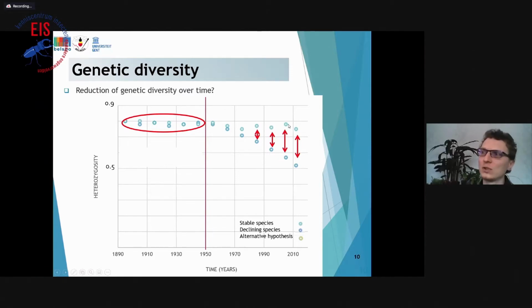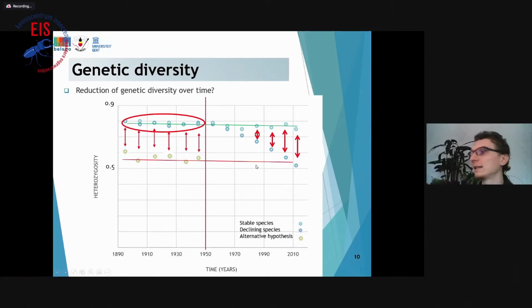However, this hypothesis was only based on recent measurements in these bee populations. There was an additional hypothesis based on the measurement of historical bee populations, showing that these declining species already had lower genetic diversity in historical populations, so the difference was also visible there. So this led to the hypothesis that populations of declining species have always had this kind of lower genetic diversity than these stable species.